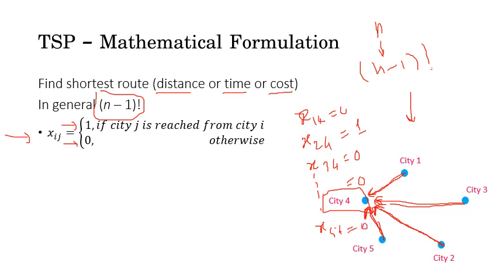Okay, in some other tour, it might be possible that the salesperson approaches city 4 from city 3. In that case, x34 will be 1 and x24 will be 0. Okay, so this is the meaning of xij. So let me clean it up.